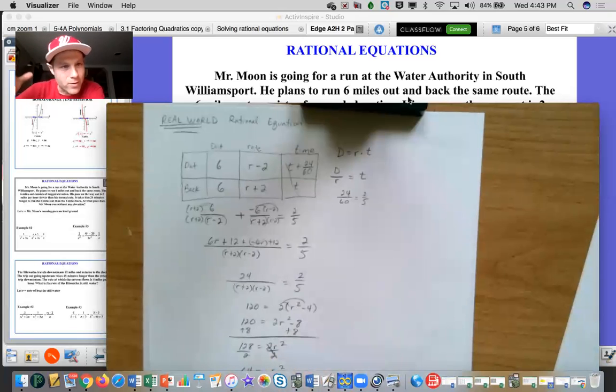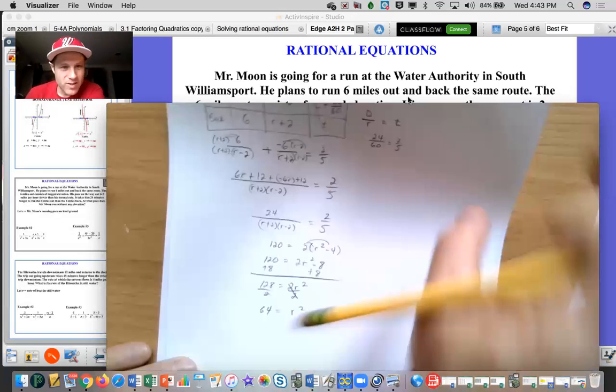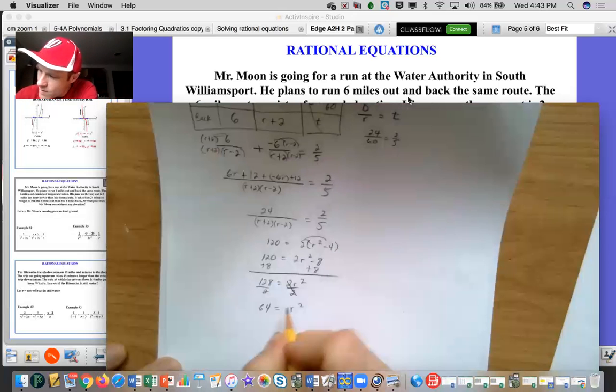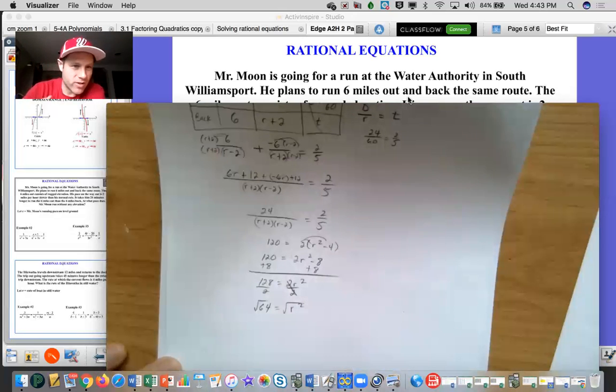And then after silly, angry, dolphin, monkeys, E stands for exponents. We're going to take the square root of both sides. And since we're introducing the square root, we actually have 2 answers here. We have positive 8, but we also have negative 8.